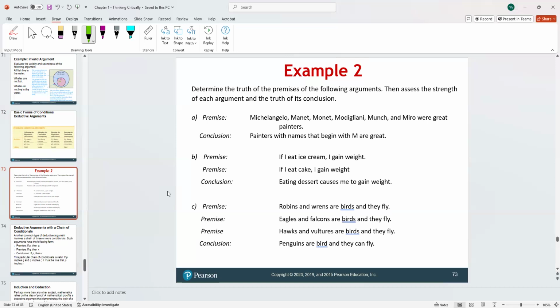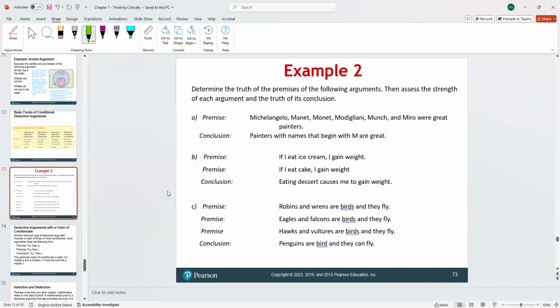We said, Michelangelo, Manet, Monet, Modigliani, Munch, and Marco were great painters. Those are painters that art lovers probably know, right? So these are the premises, because those are known people, things you can verify, but it's really specific. And if it's specific, then we draw conclusions from specific to general, that's inductive.